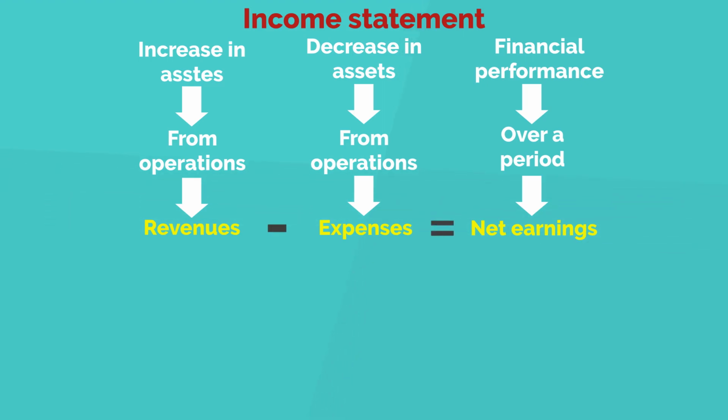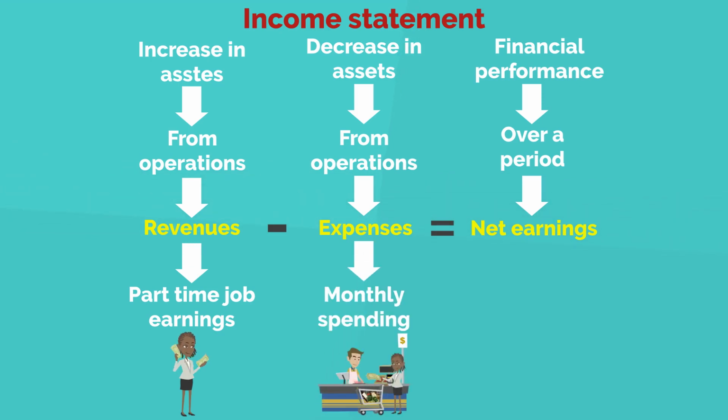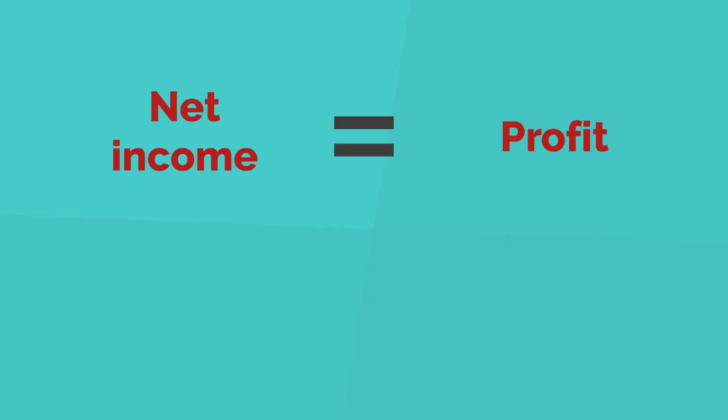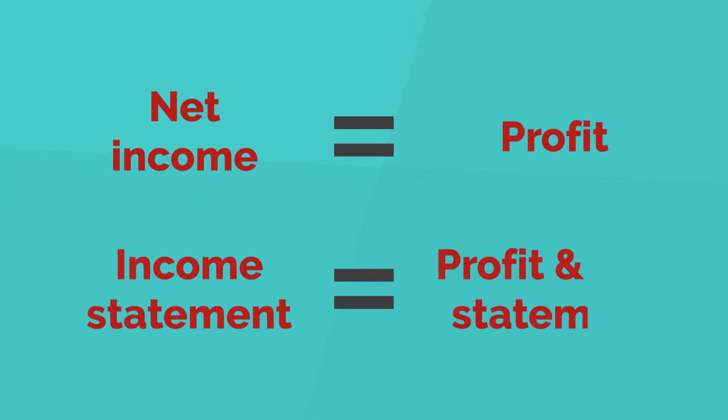Hence, in our example, Michelle's part-time earnings for a month is her revenue. Her outflows of cash during the month, on such things as groceries and clothes, are her expenses. The net of these would give us her net income for the period. Another name for income is profit. This is why the income statement is also known as the profit and loss statement.